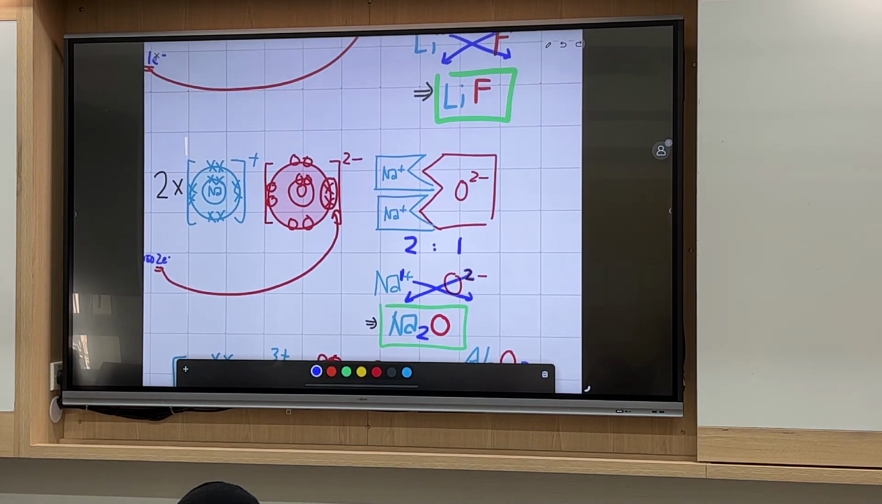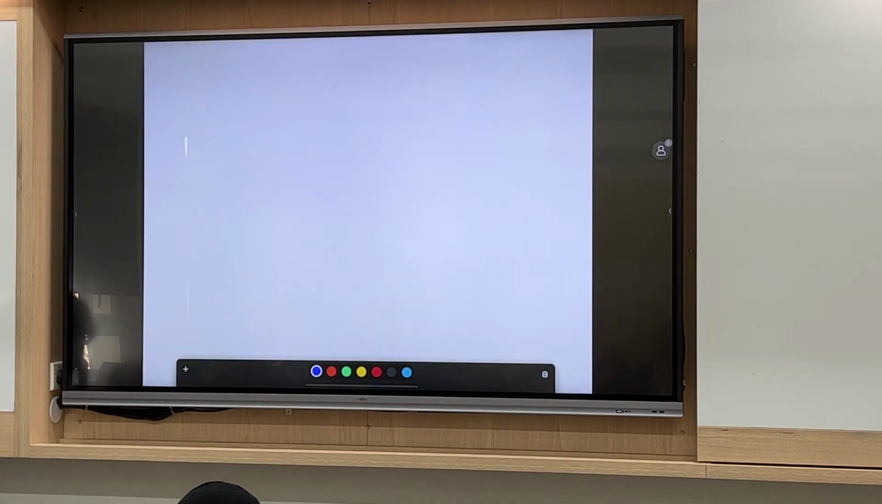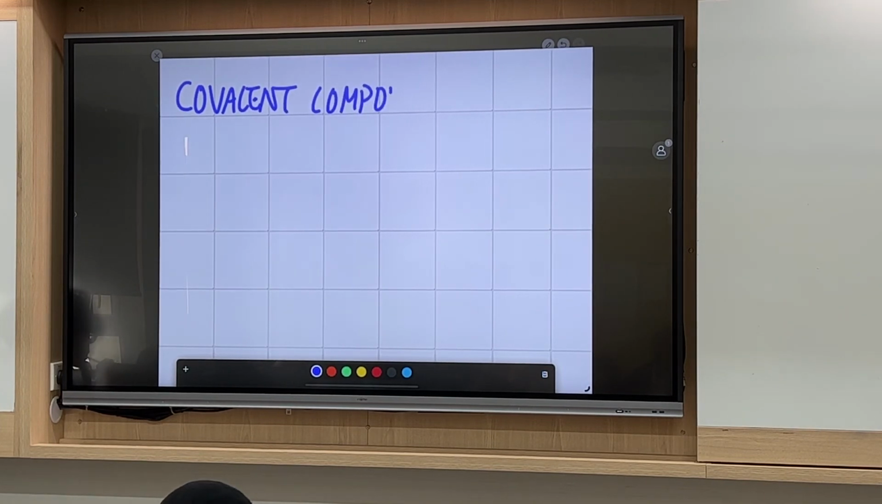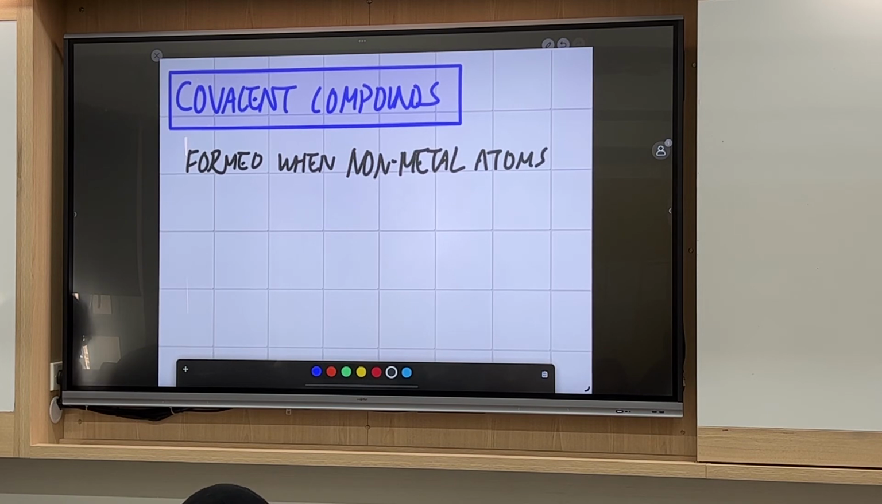Covalent compounds are a different type of compound. Put this on a new page of your notebook. Covalent compounds are formed when non-metal atoms share electrons between them.